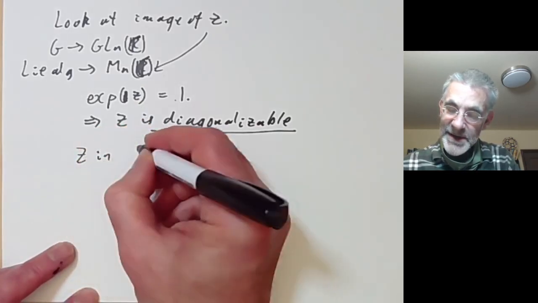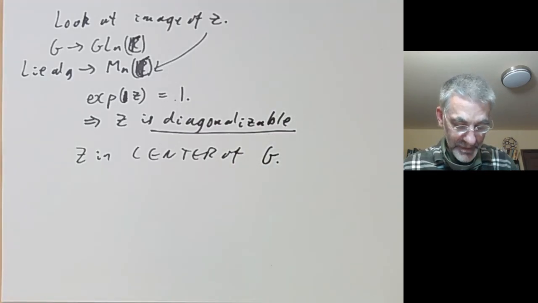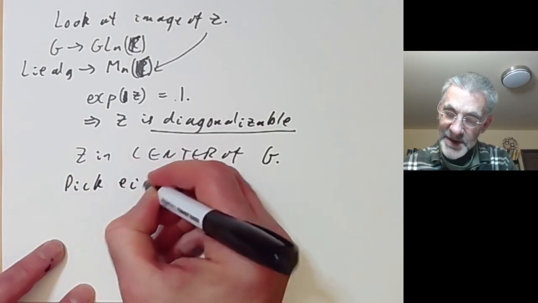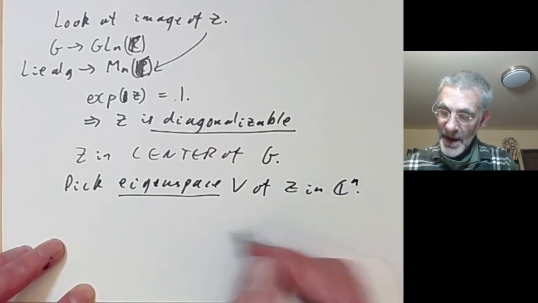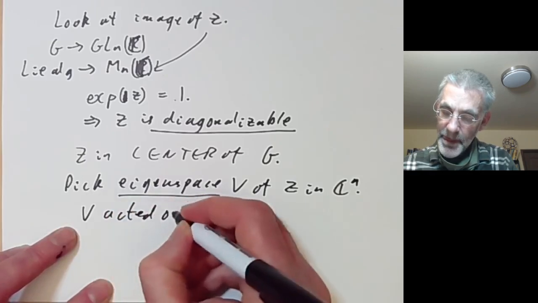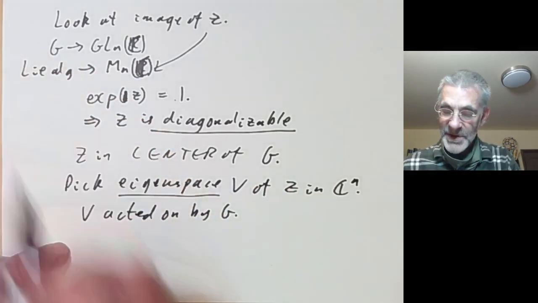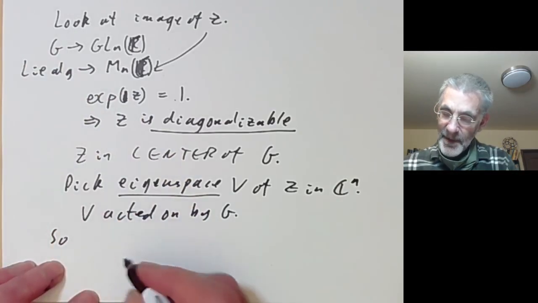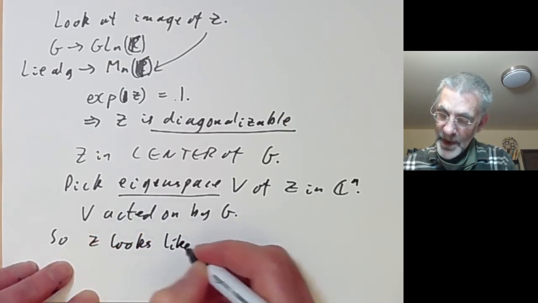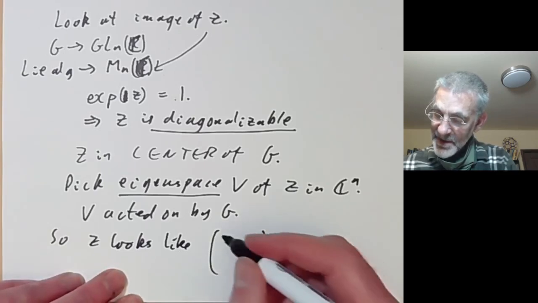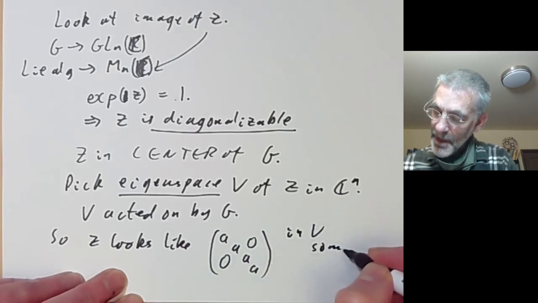On the other hand, z is in the center of the group or Lie algebra G. So we can pick some eigenspace V of Z in C to the N. And we notice that V is acted on by G because Z is in the center of the Lie algebra. So all eigenspaces are also preserved by G. So Z looks like, well, it has to be diagonal, and it's got only one eigenvalue on V, so it must look like this in V for some A in C.